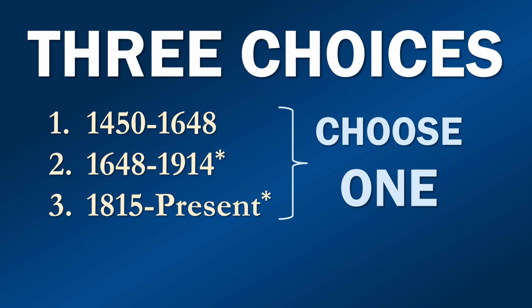On the AP exam, you're going to have 3 choices when it comes to the LEQ, and you will choose one of the 3. The first one comes from the so-called period 1, 1450 to 1648. The second will come from the so-called period 2 or 3, 1648 to 1914, and the third will come from the so-called period 3 or 4, somewhere between 1815 and the present.